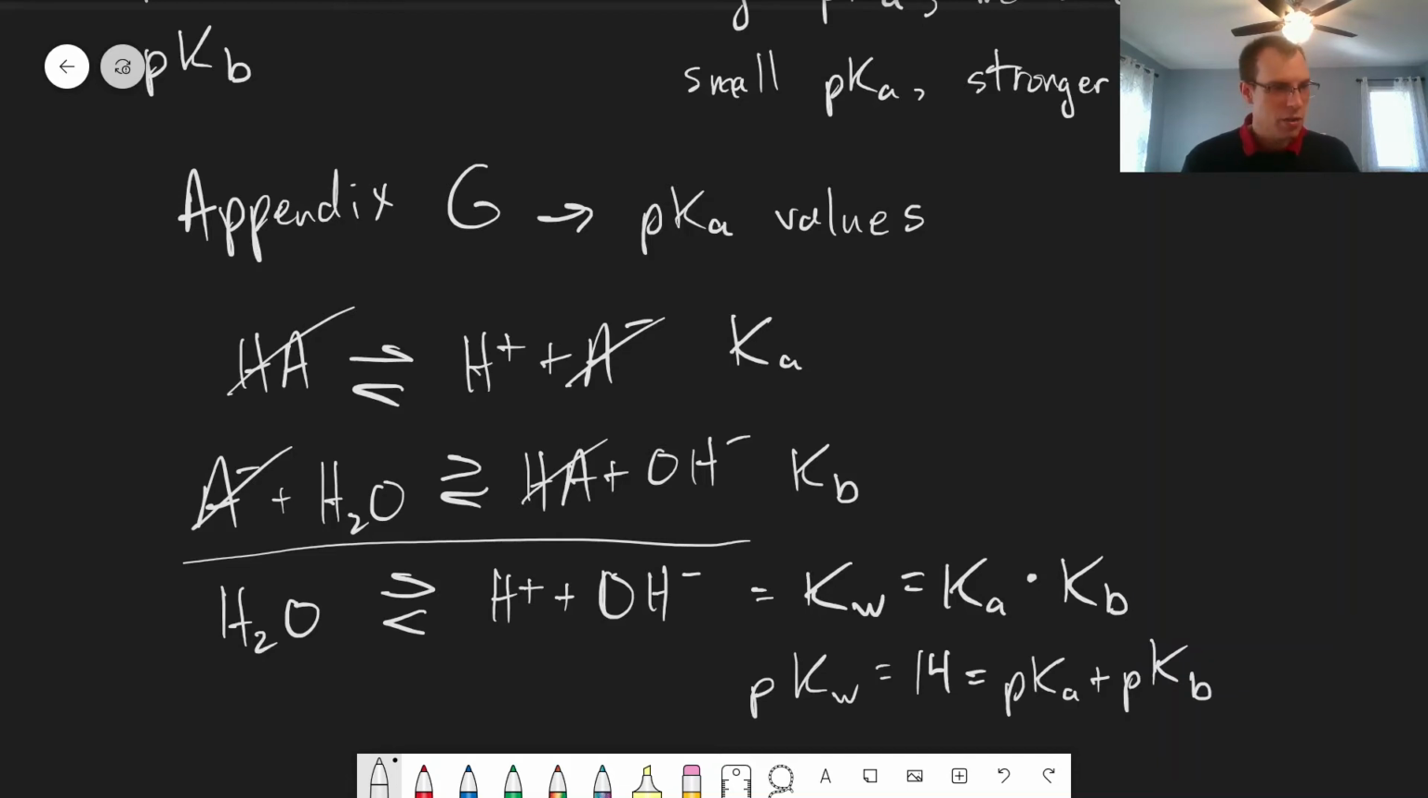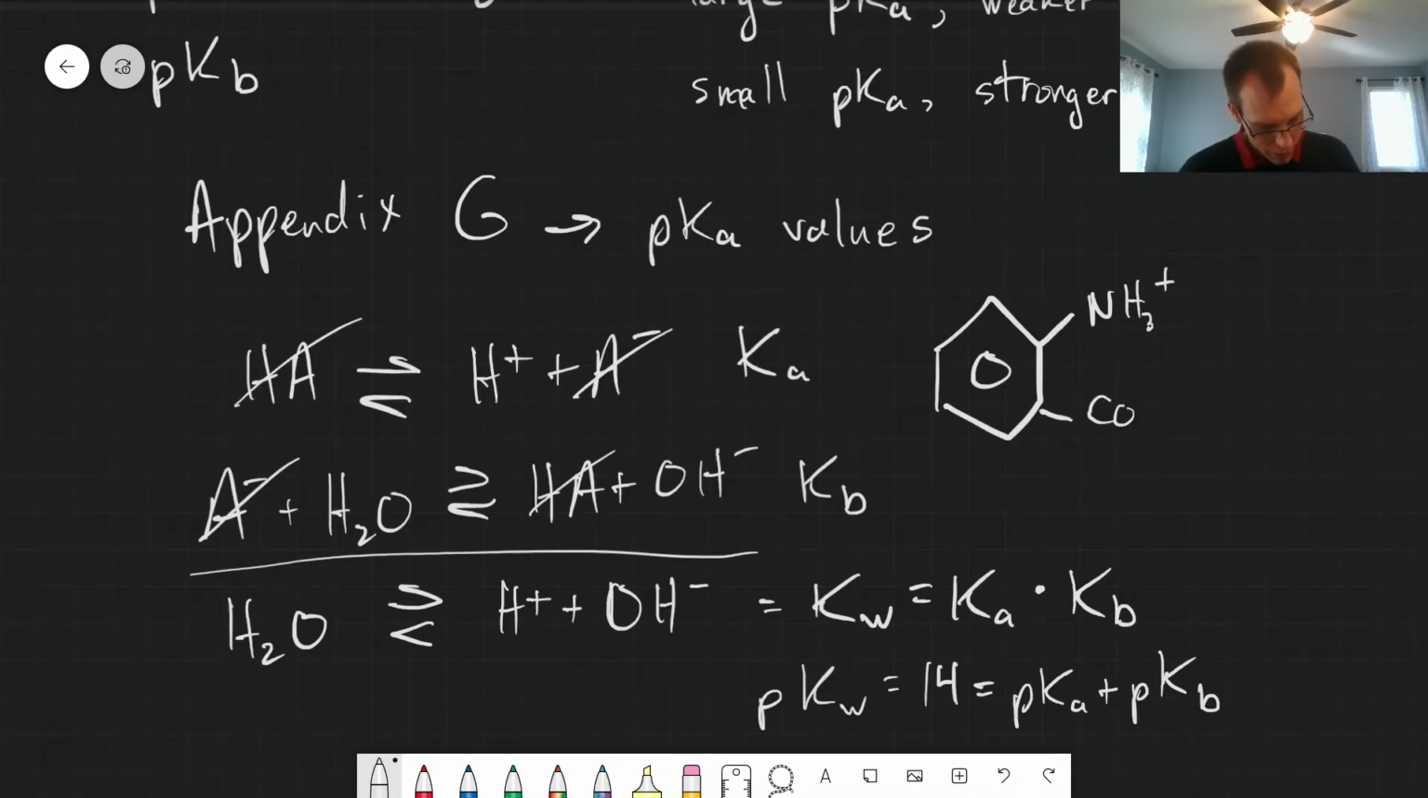One other thing to note, and this will be more relevant for the next chapter: if we have a polyprotic species, with more than one proton that can be lost, the form that will be shown in Appendix G is the fully protonated form. Writing a specific one here, this is anthranilic acid.